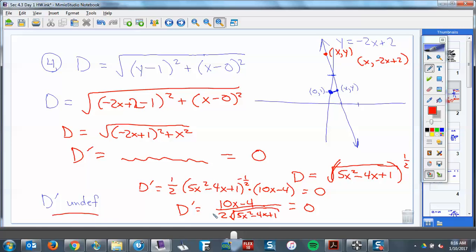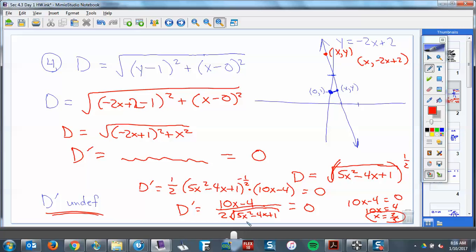Well, when is d prime 0? Well, when the fraction is 0. Fraction is 0 when the top is 0, right? Well, so that's easy. When is 10x minus 4 equals 0? Well, that'd be when 10x equals 4 and when x equals what? 2/5, right? 4/10, 2/5. So that's easy enough, even without a calculator. And then when is d prime undefined?